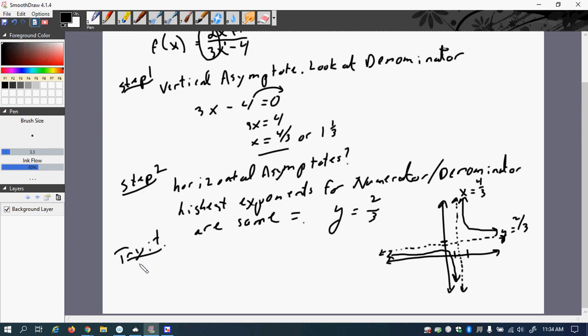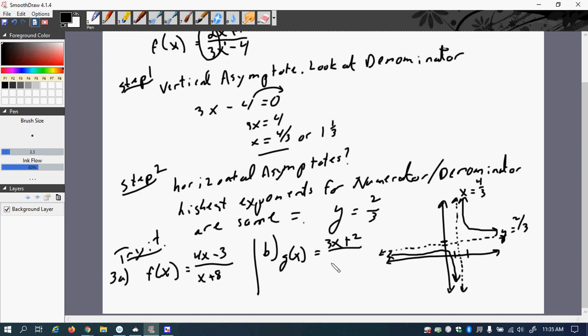So for the triads, this is 3a, f of x equal to (4x minus 3) all over (x plus 8). And then the second one I want you to do is g of x, that's equal to (3x plus 2) all over (x minus 1). So again, I want you to state the asymptotes, which is which, how do you know, and then make a nice graph for each one of these, okay? As you turn them into Google Classroom.